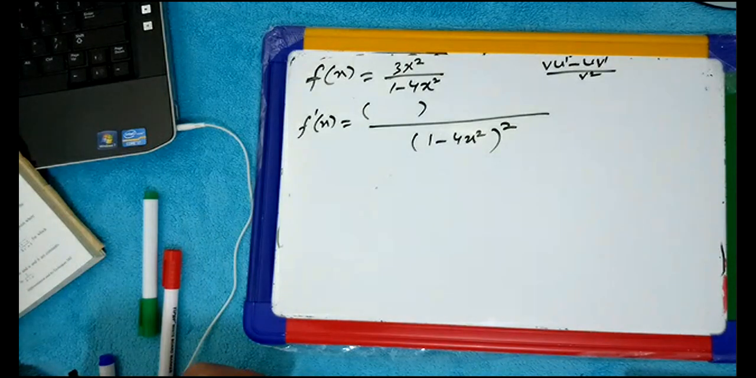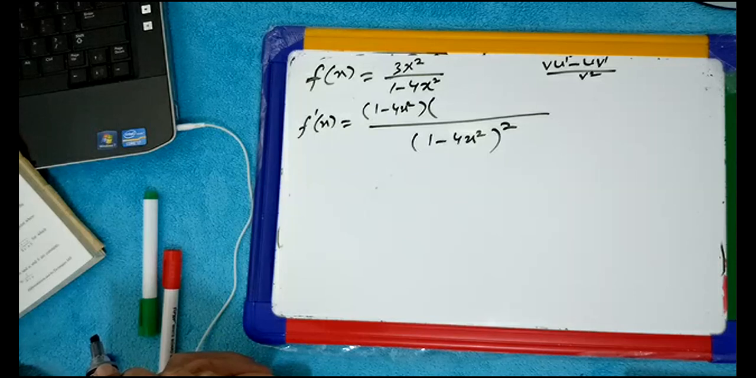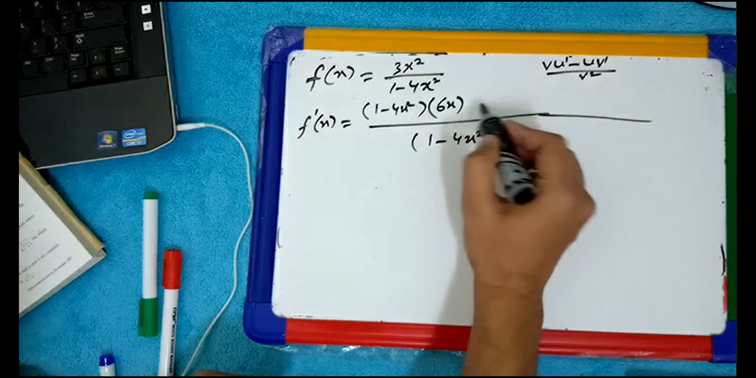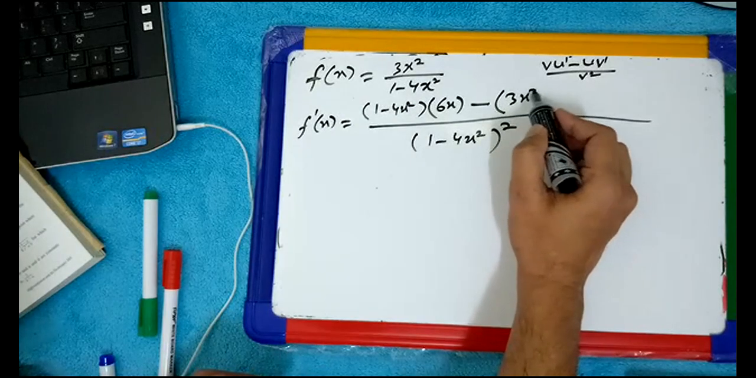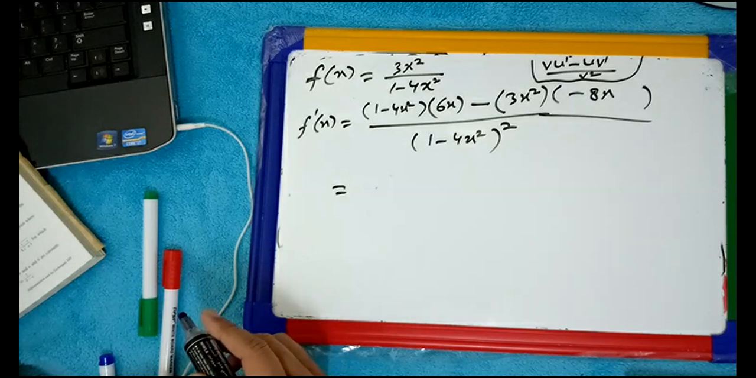So I will start with v: 1 minus 4x squared, in bracket. Then the derivative of the numerator is what? 6x. Very good. Now you are accelerating. Minus, what will I write? Minus 3x squared. And then the derivative of v is minus 8x. Fantastic. Now, what is the next step? You just have to multiply each of them. So what will be the first multiplication? 6x minus 24x squared, cubed.